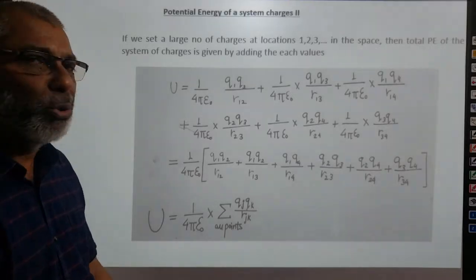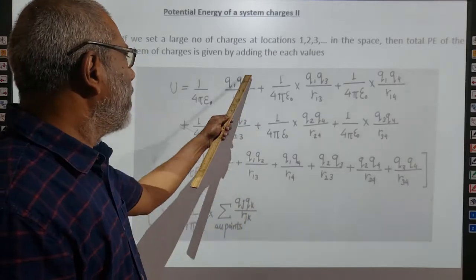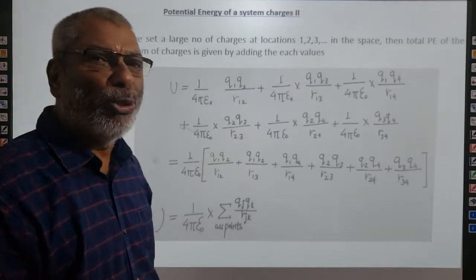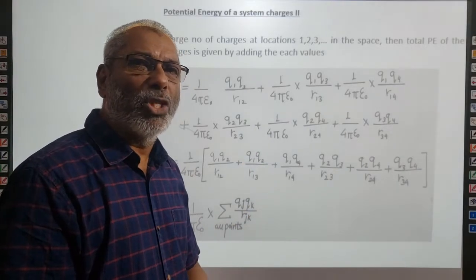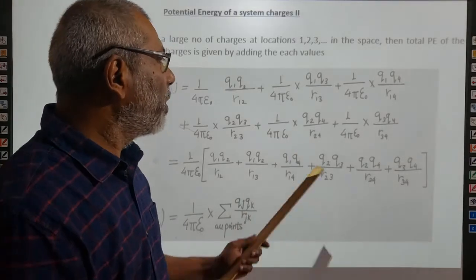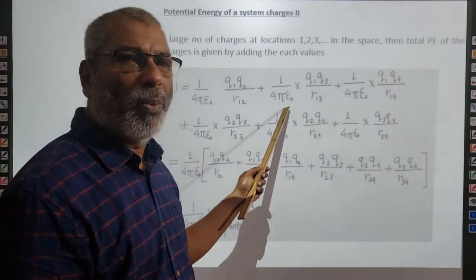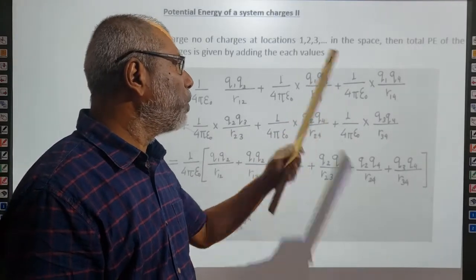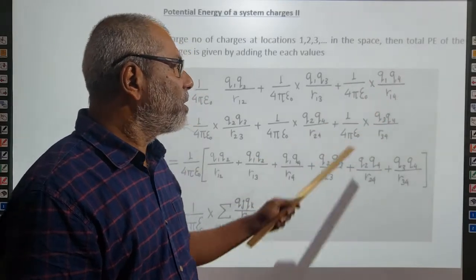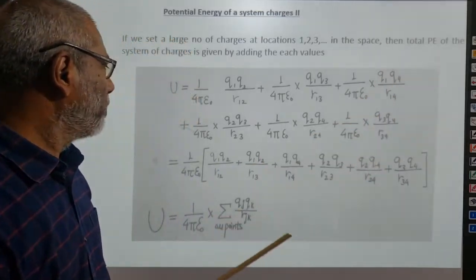For example, for Q1 and Q2, the distance is R12, and the individual potential energy is 1 by 4 pi epsilon zero Q1 Q2 by R12. What is R12? The distance between charges Q1 and Q2. Similarly, between Q1 and Q3, the potential energy is 1 by 4 pi epsilon 0 Q1 Q3 by R13. And that for Q1 and Q4 is 1 by 4 pi epsilon 0 into Q1 Q4 divided by R14.